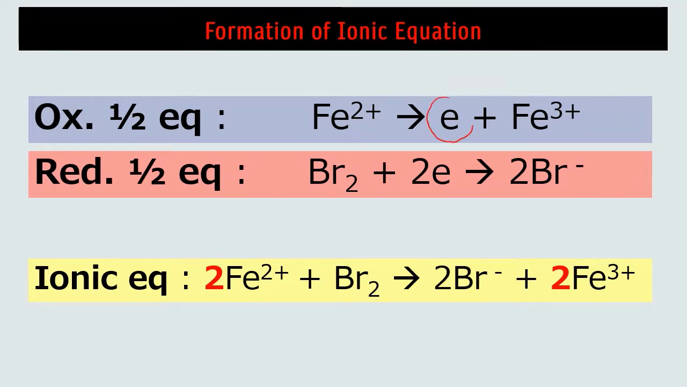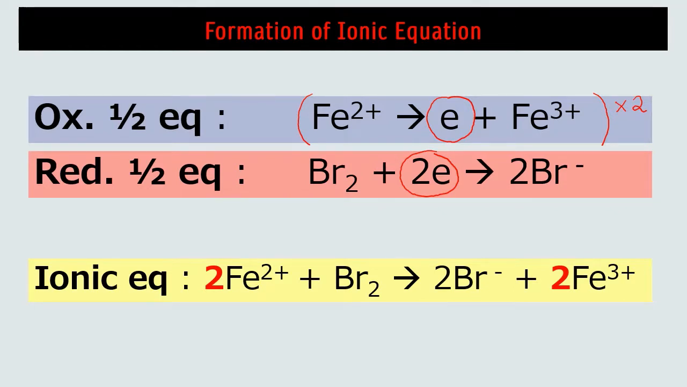If we look at the electron in the oxidation half equation, there is 1 electron that has been released, while in the reduction half equation, there are 2 electrons that need to be received by the bromine molecule. In order to make the electrons equal, we have to times the oxidation half equation by 2, so that later on we can cancel out the electron.